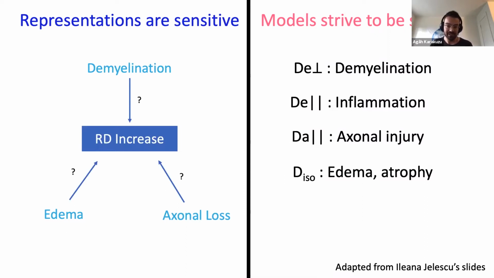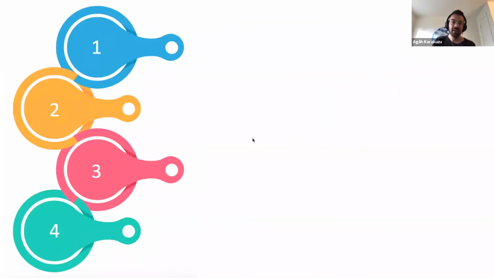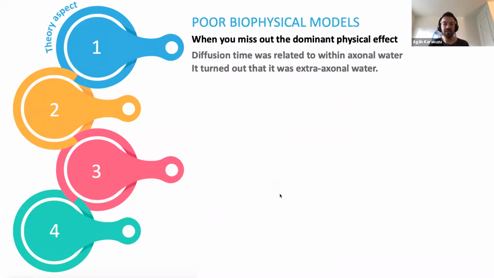Yet, as the paper says, there are 4 fundamental issues with the modeling. The first one is poor biophysical models, which happens, for example, when you miss out the dominant physical effect. So that assumption I talked about, that the diffusion signal depends solely on the intra-axonal water, fails at low gradients because of the residual extra-axonal signal. Or maybe we can say that axonal diffusion can be non-Gaussian because in the end, axons are not ideal tubes.